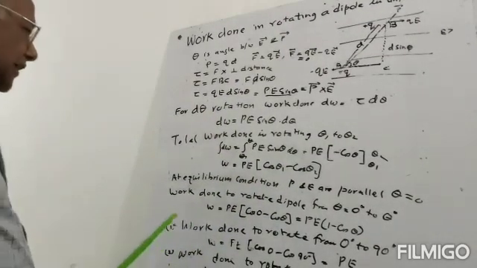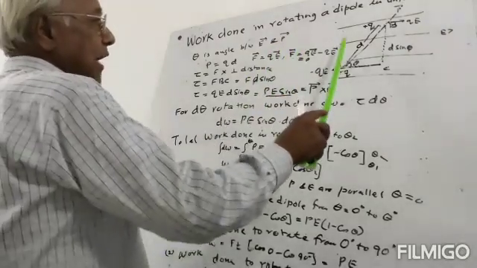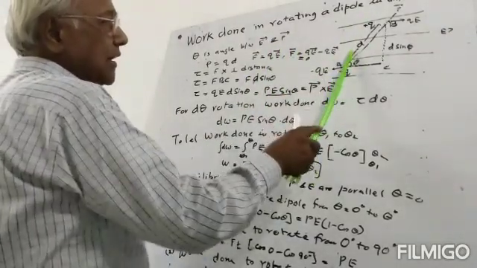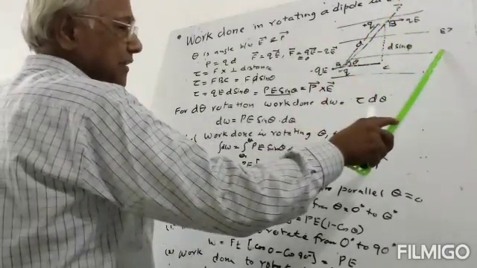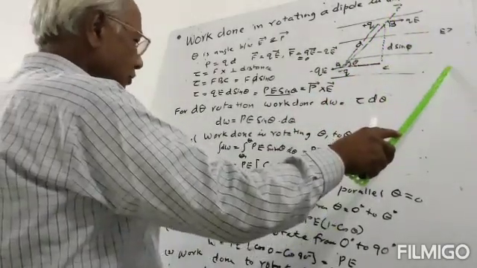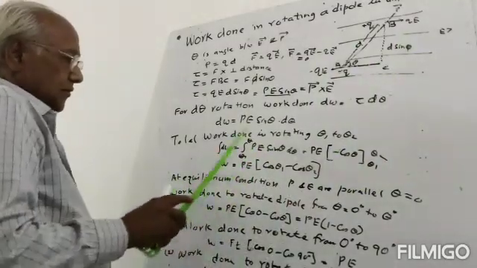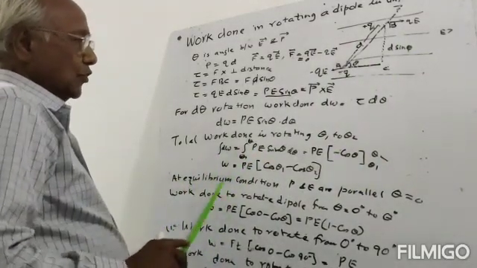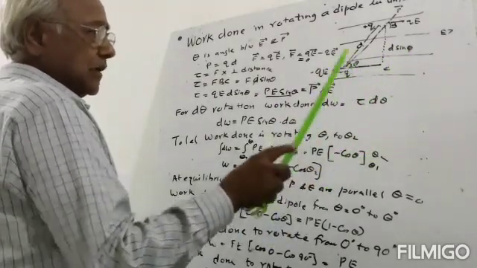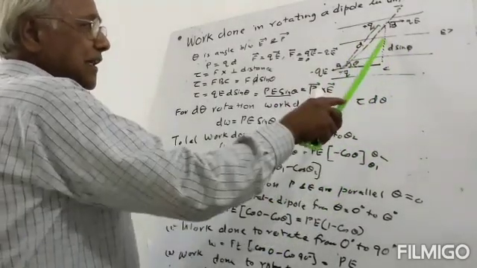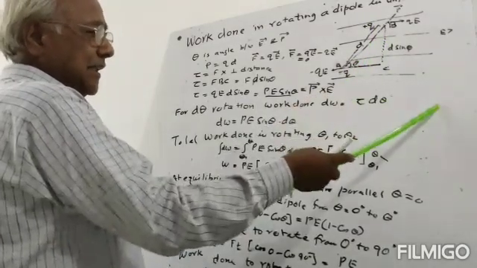In the equilibrium position, the dipole will be in the direction of the electric field, or the dipole moment will be in the direction of the electric field. So theta will be equal to 0. So the work done to rotate from the equilibrium position means theta 1 is considered to be 0, to any angle theta 2. We can take theta.